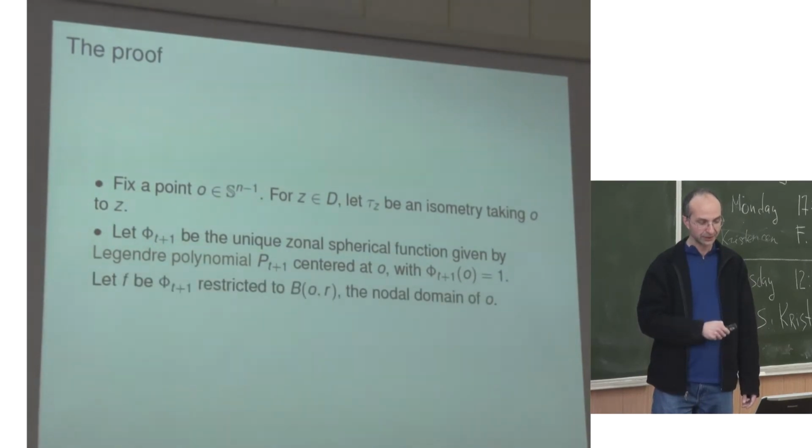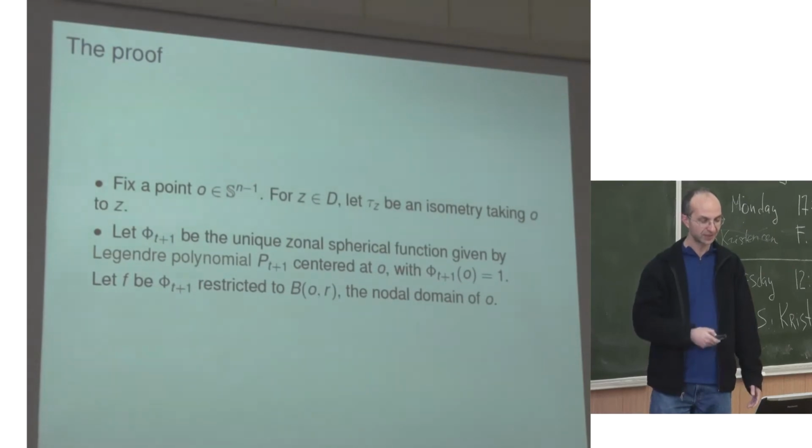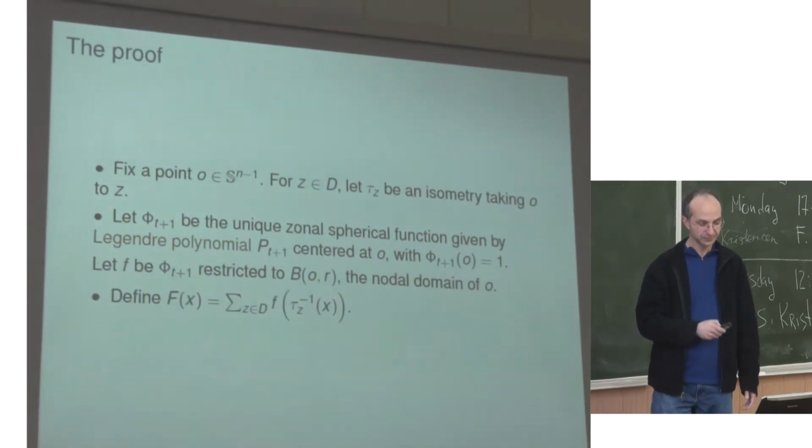Okay. So, again, we take this function and we restrict it to the nodal domain of the point O. It's negative at some points, and positive at O. We take the spherical cap on which it's positive around O and we stop there, and this is our function. And again, we define a function, capital F. So now we apply all the isometries we have, right? We shift the spherical cap around all the points of the domain, and we get a function capital F.